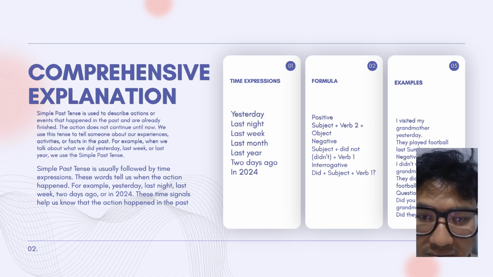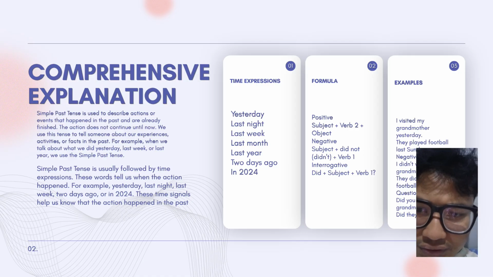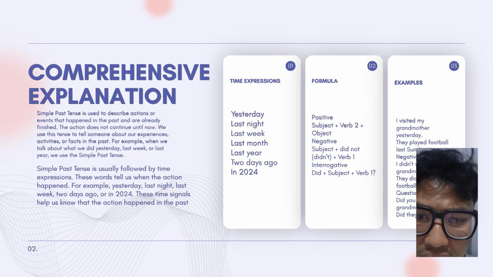Okay, there are some explanations about simple past tense. It is used to describe actions or events that happen in the past and are already finished. The action does not continue until now. We use this tense to tell someone about our experiences, activities, or facts in the past.